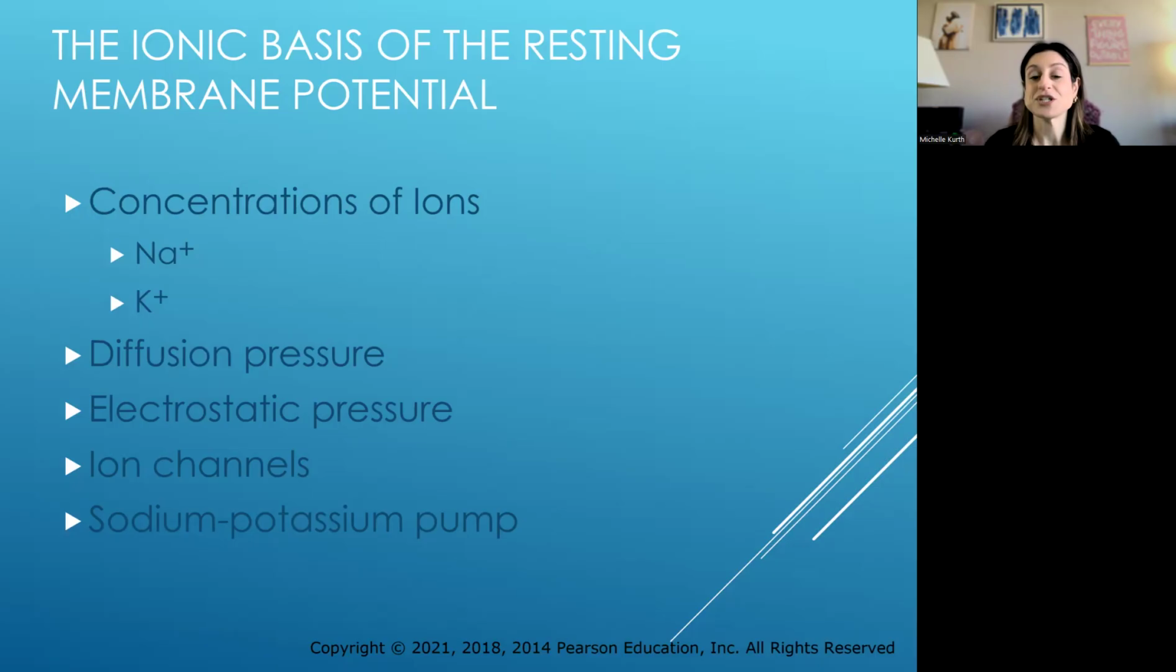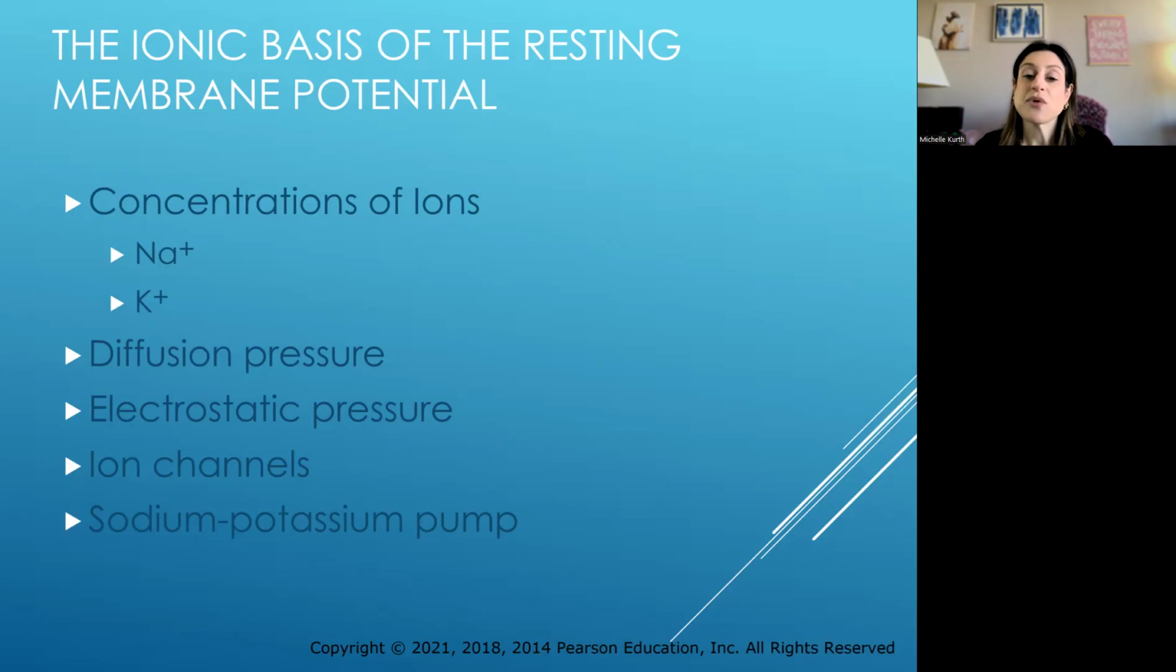What is diffusion pressure? So let's talk about that for a quick sec. This is nature's way of evening things out. So just like if you are in a room and you spray perfume in one corner of the room, the scent spreads everywhere. And so sodium and potassium want to move from crowded areas to less crowded ones.